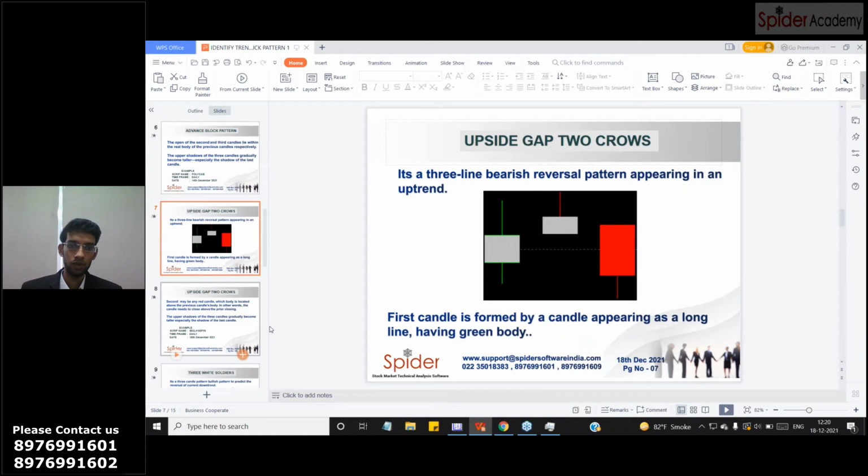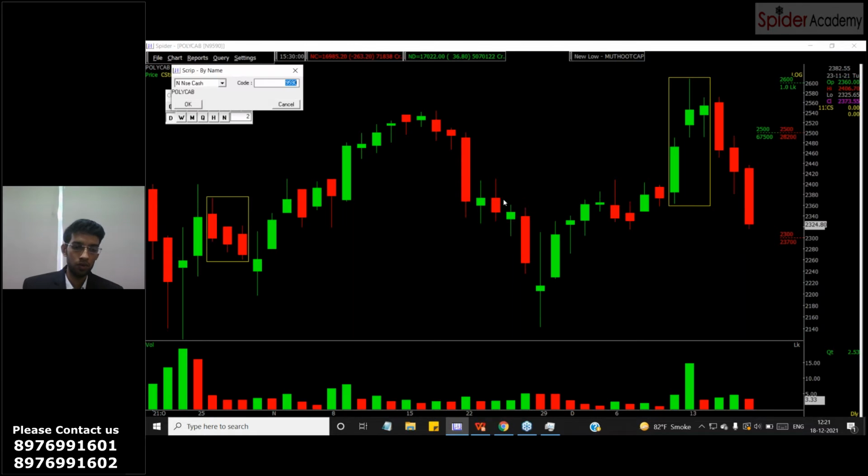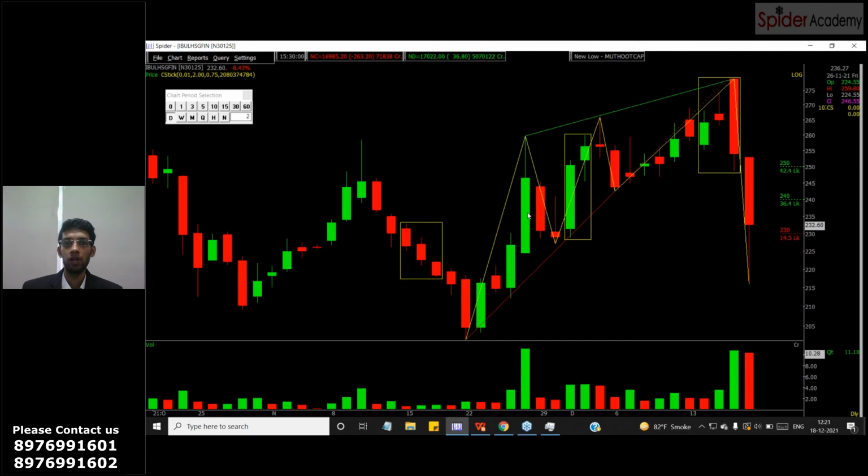So for that, you can find an example, iBull Finance, which is on the 16th on the daily chart. These patterns will help you for intraday on any time frame, especially the higher time frame, because the higher time frame has fewer whipsaws. So you can use it for intraday as well as for positional trades.